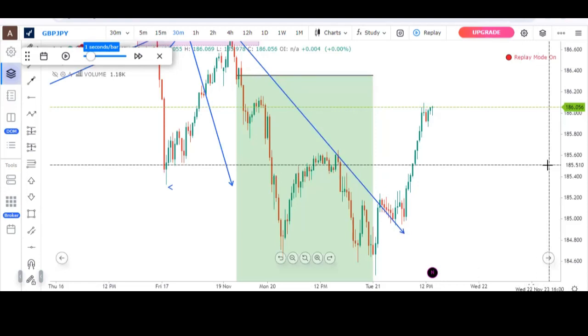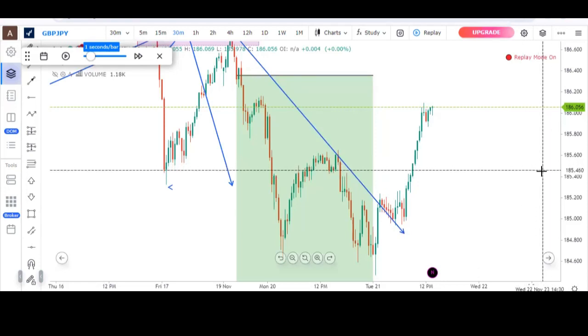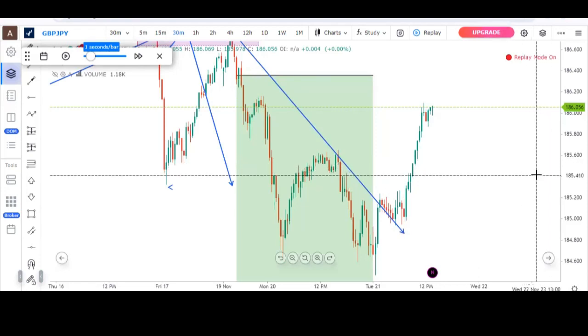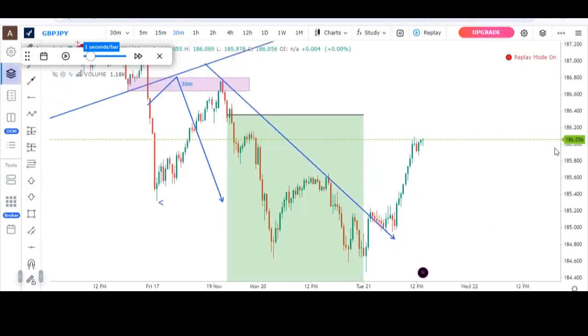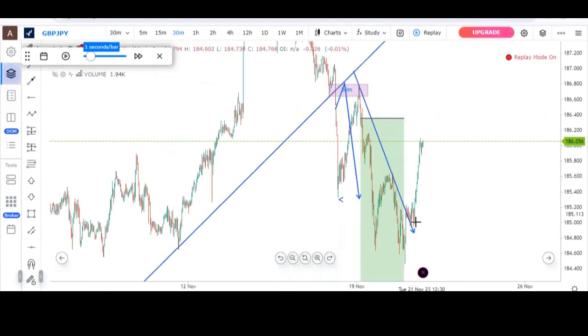Maybe you draw a trend line from 30 minutes and the market breaks it. 30 minutes is strong for it to move up. So then I'll be expecting to get out of this trade from here.